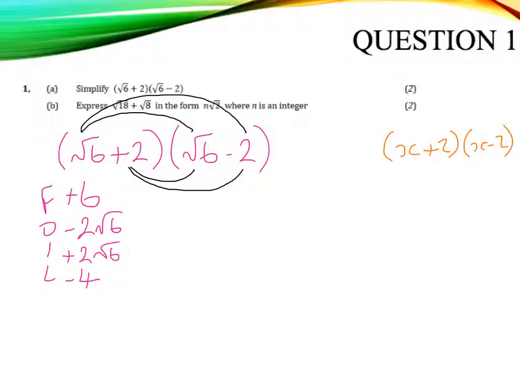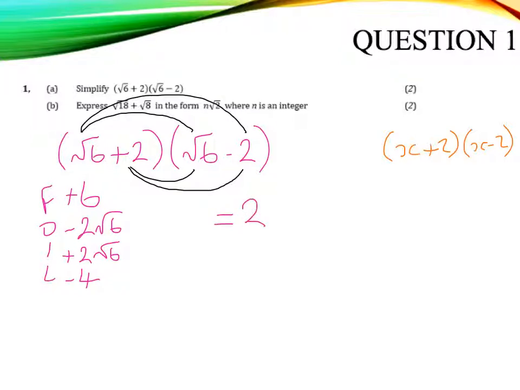Collect all my like terms together, you'll notice the root 6 terms cancel out, so minus 2 root 6 plus 2 root 6 gives me 0, and then I've got 6 minus 4, which is 2. So the answer to this is 2.